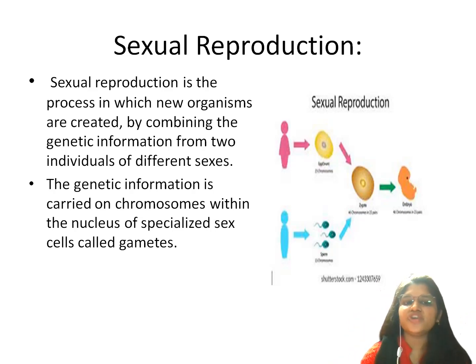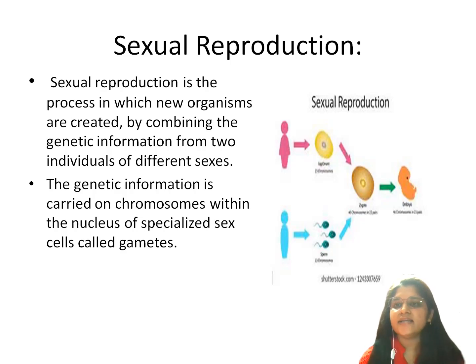The genetic information is carried on chromosomes. In a cell, chromosomes are present in the nucleus, and they carry all the genetic information. They carry it equally from mother and father to their offspring. So the genetic information is carried on chromosomes within the nucleus of specialized cells called gametes. We call the ovum and the sperm gametes. These are the specialized sex cells that carry the chromosomes.